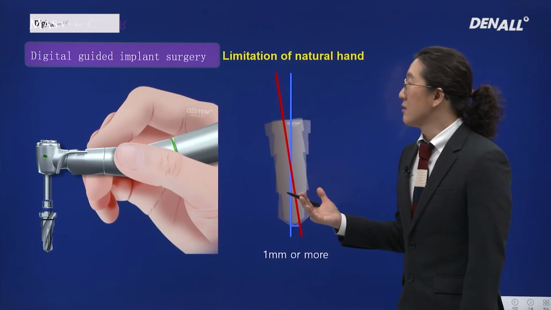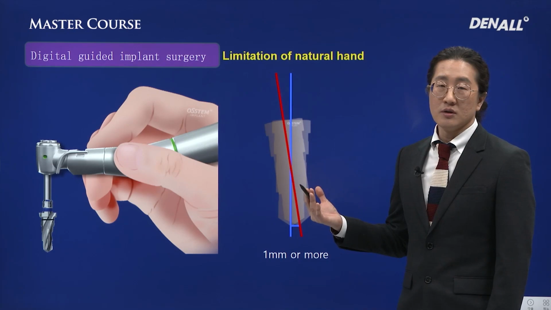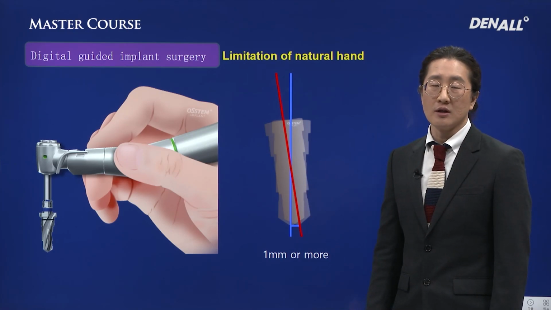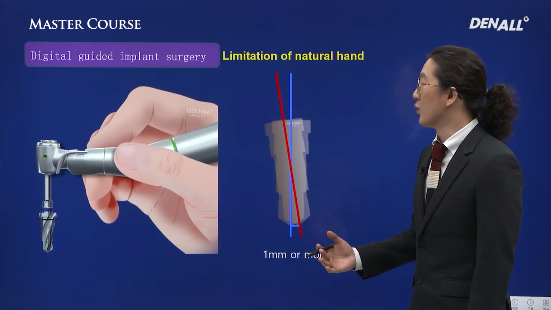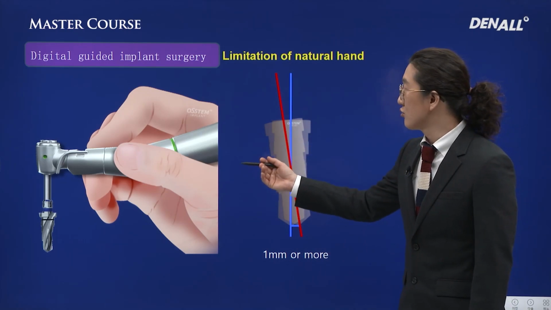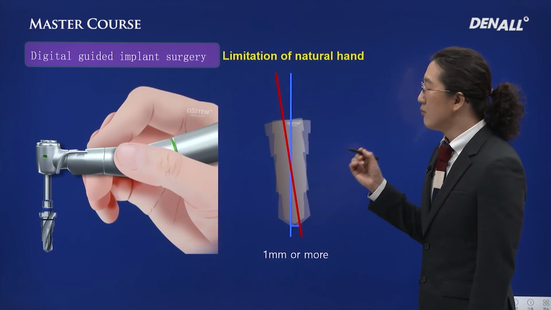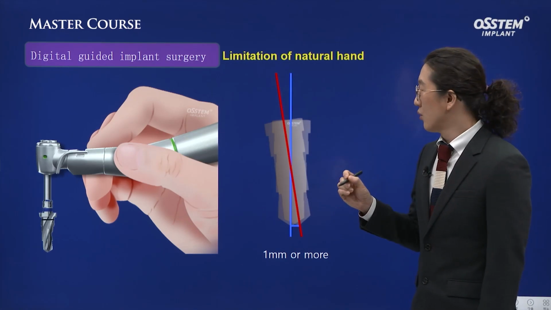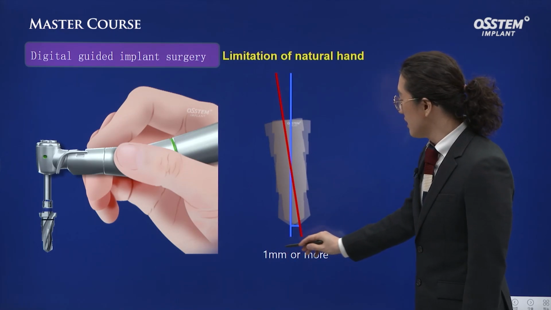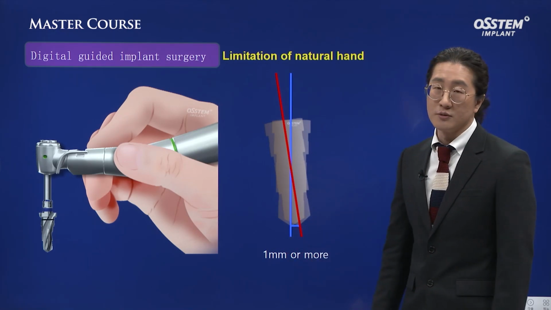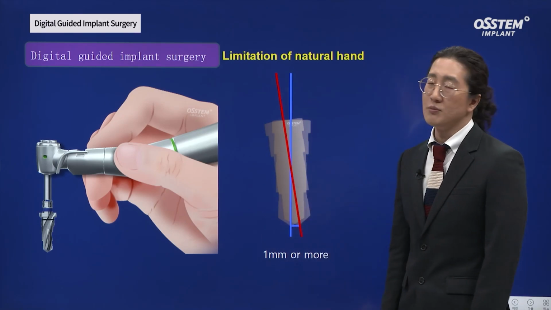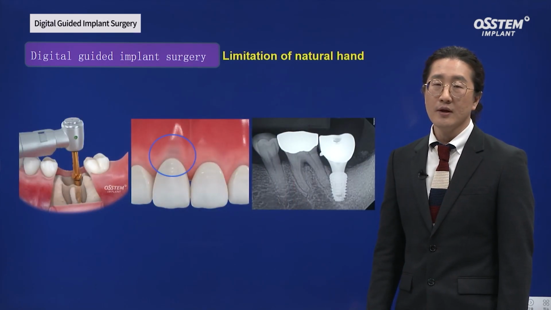As shown, the biggest benefit in digital guided implant surgery is that you can treatment plan based on top-down approach. No matter how deft you are with your hands, when you do freehand surgery, there can be a bit of movement, and according to some literature, there can be over 1 millimeter of deviation. Thus, there are clear limitations to freehand surgery.